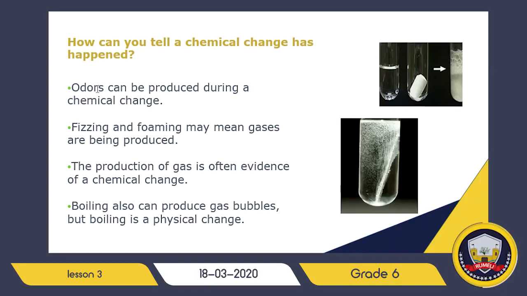First of all, odors. Noticeable odors can be produced during a chemical change. Number two, fizzing and foaming. Fizzing and foaming may mean gases are being produced, as we can see here in this photo. Number three, the production of gas. So the production of gas is often evidence of a chemical change.